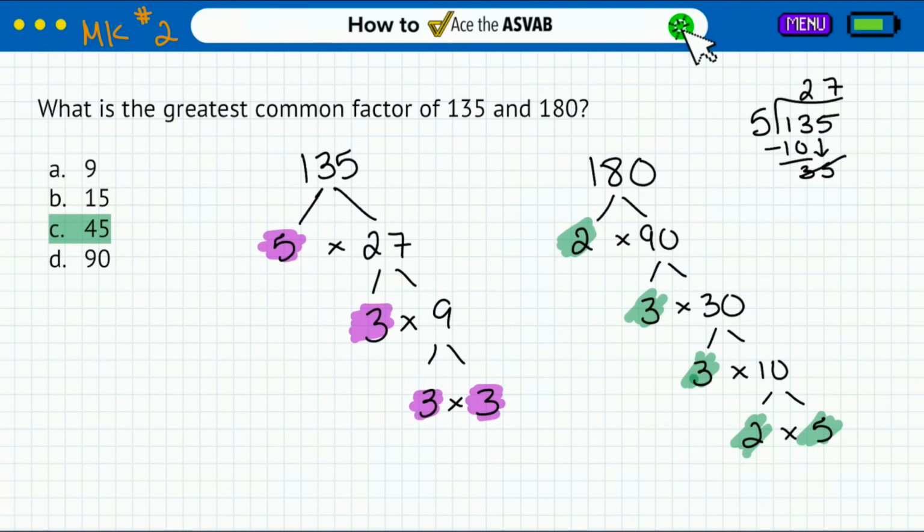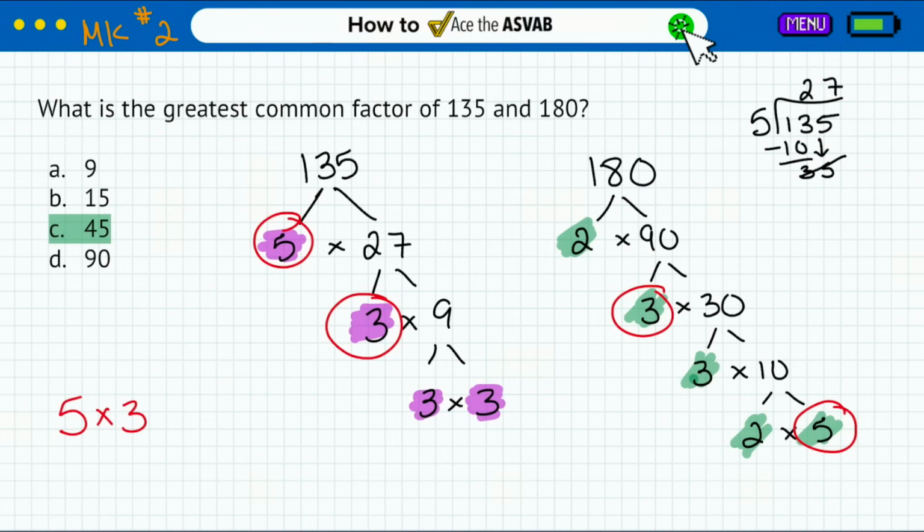So where do we go from here? We're going to circle all of the factors that they have in common. Right over here, my party people, we have a 5. Great, so let's write that down. What else do we have? We have ourselves a 3, so times 3. And then we have another 3 that we can use, so times 3 again. And boom, nothing else. Because we have another 3 here, but we don't have another 3 to circle. We have 2's here, but we don't have any 2's to work with here. Again, it's what we have in common.